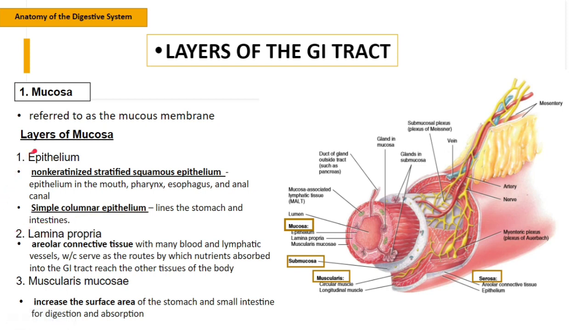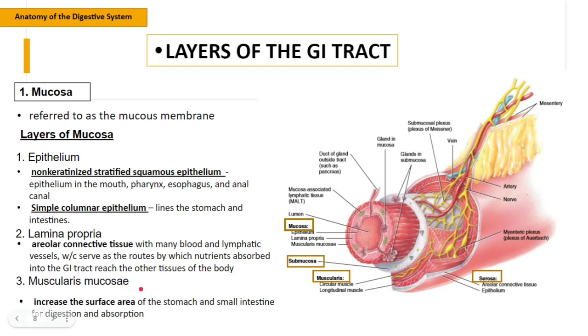Next, another layer of our mucosa here is the lamina propria, which is an areolar connective tissue with many blood and lymphatic vessels which serve as the routes by which nutrients absorbed into the GI tract reach the other tissues of the body. So the lamina propria is actually the layer that is absorbing the different molecules so that they may be able to reach the other parts or other tissues of our body.